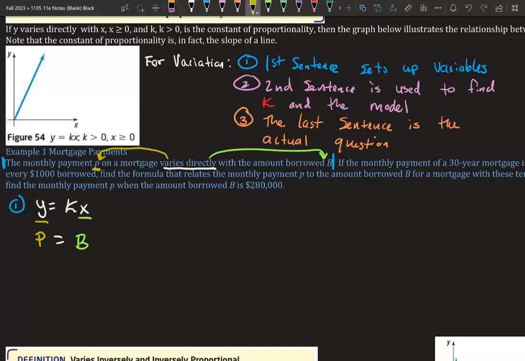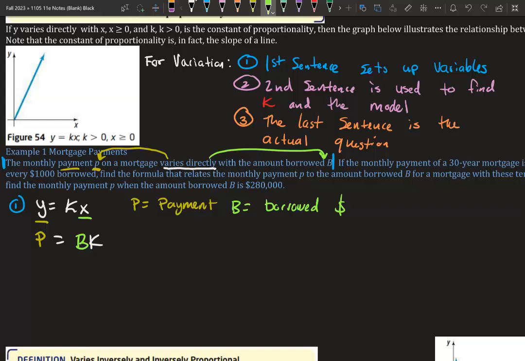K is always K. It doesn't change unless it's given. It will literally say constant of proportionality is this, or K equals this. That means we must find K because it's not given. Just as a reminder, P represents payment, and B represents money borrowed. So you see how the first sentence literally set up the variables to use.